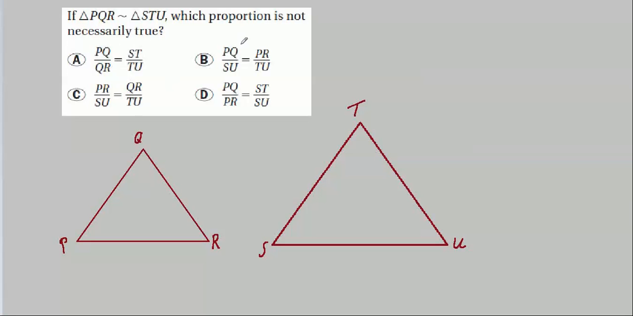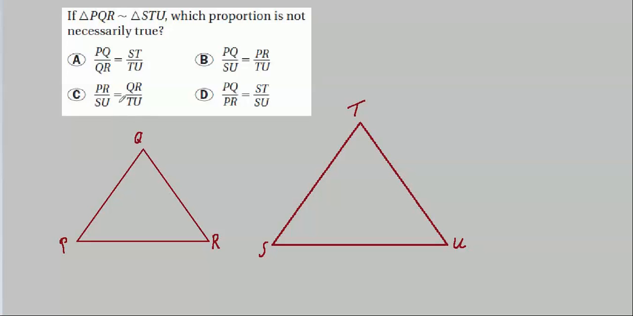What about this? PQ, that's this side again, over SU. That doesn't look too good. It's the same as PR, that's this one, over TU. Well, I think they're mixing up the sides. You see, PQ over ST and PR over SU, that would make sense. This one looks a little strange to me. But let's check the other ones just in case.